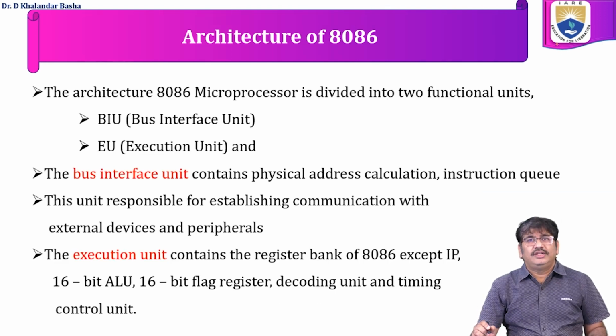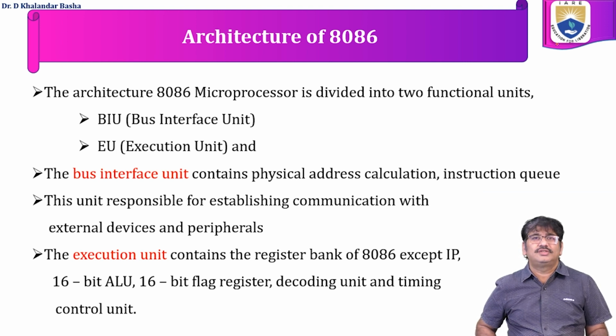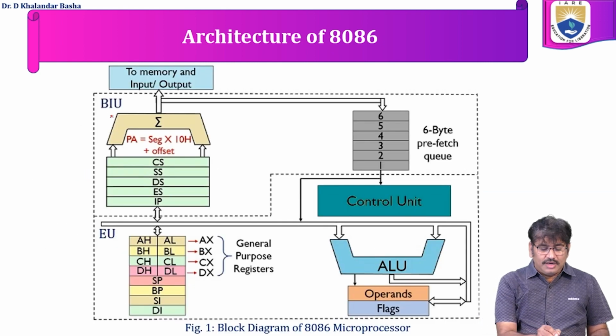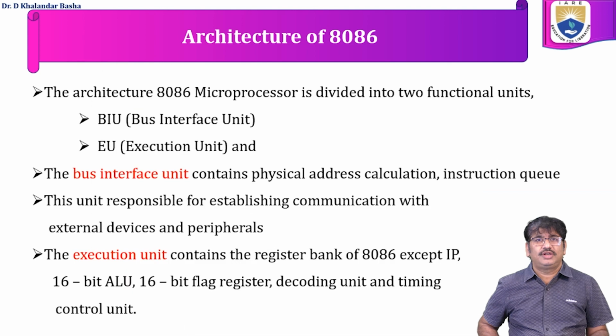The architecture of the 8086 processor is divided into two functional units. One is the bus interface unit, BIU. The second one is the execution unit, EU.